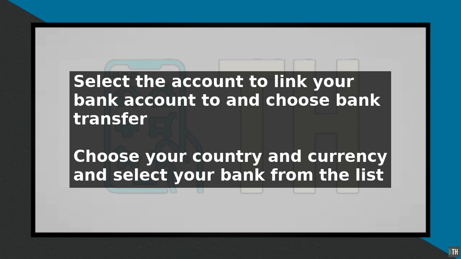Choose your country and currency. Then select your bank from the list of available banks. If your bank is not listed, you may need to use a different method to link your account. You will then be prompted to enter your bank account details, including the account number and routing number. Make sure to enter this information accurately to avoid any issues with your account linkage.